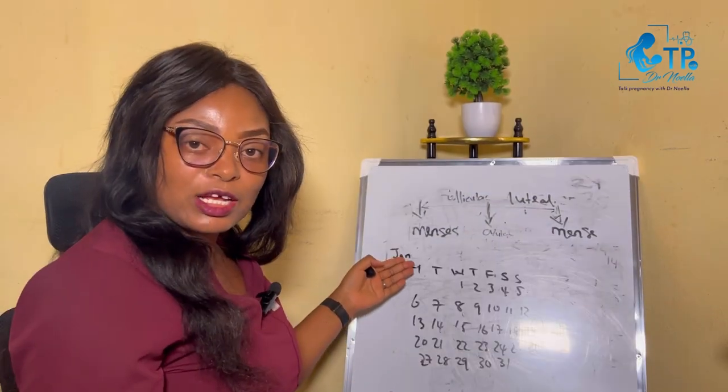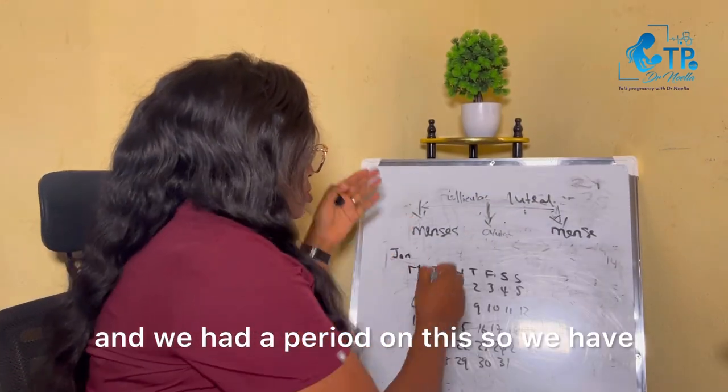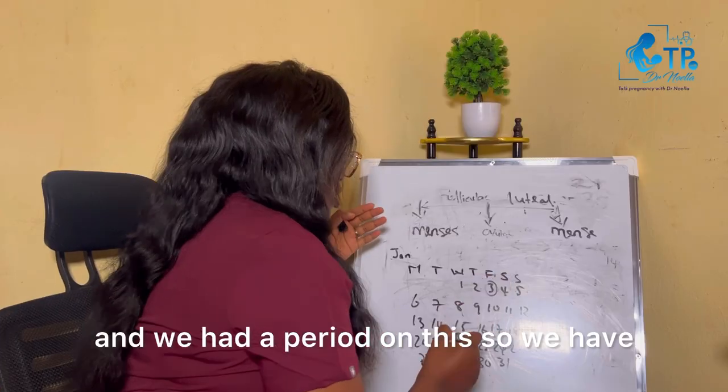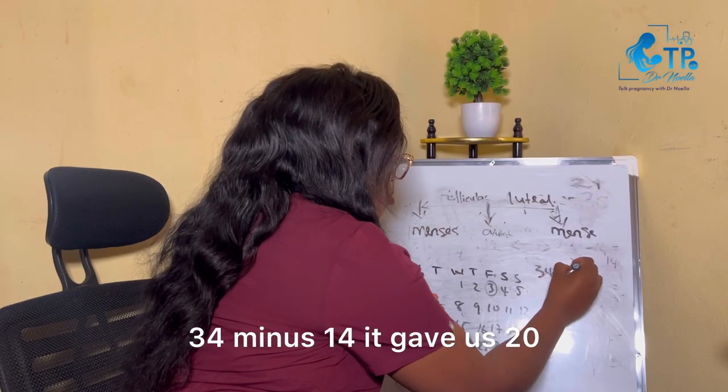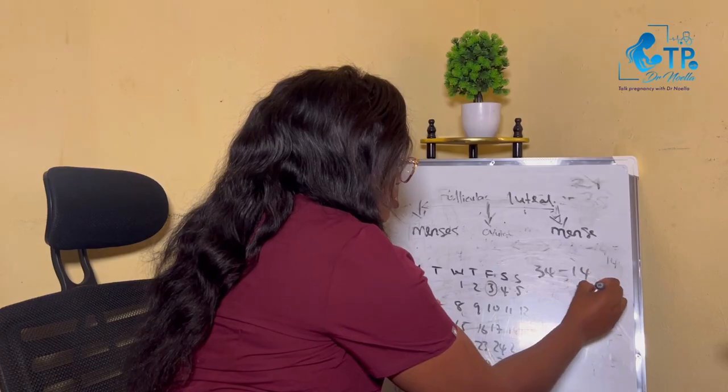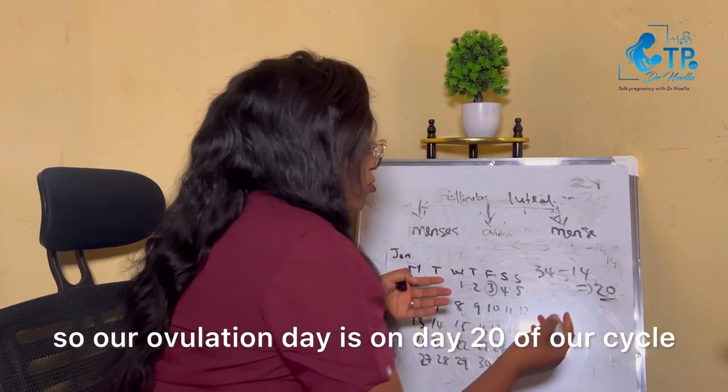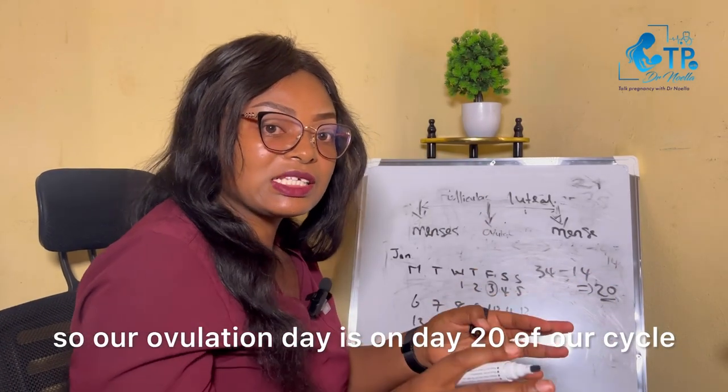It was a calendar that we had, and we had a period on this day. So we had a 34-day cycle. 34 minus 14 gave us 20. So our ovulation day is on day 20 of our cycle.